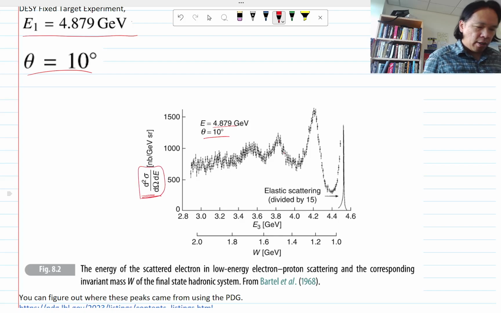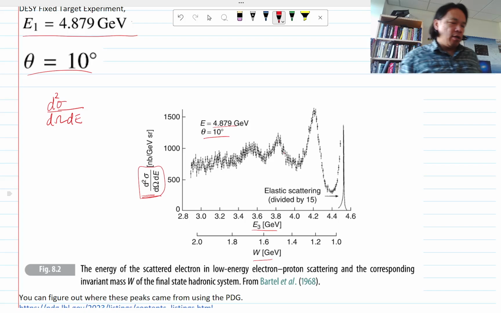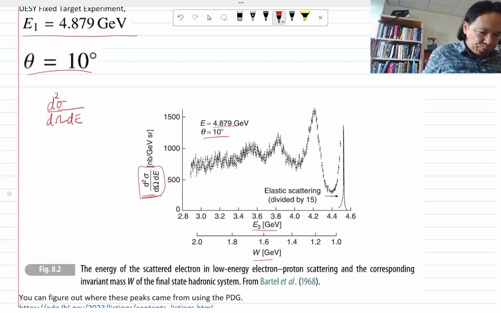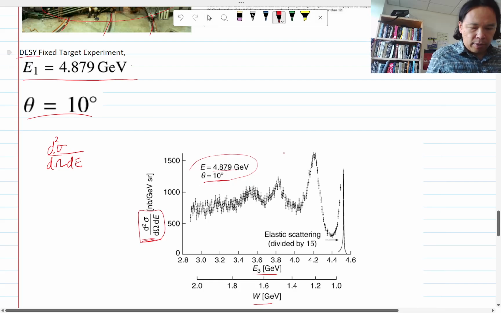Okay, and what you can plot is this double differential cross section. The double differential cross section means, remember, usually differential cross section is just d sigma over d omega. But now you're plotting this as a function of energy also. So you take another derivative with respect to energy, and therefore you have the cross section as a function of both the angle and the energy. Okay, and this is the result for this. I think this is from the DESY experiment in Germany.